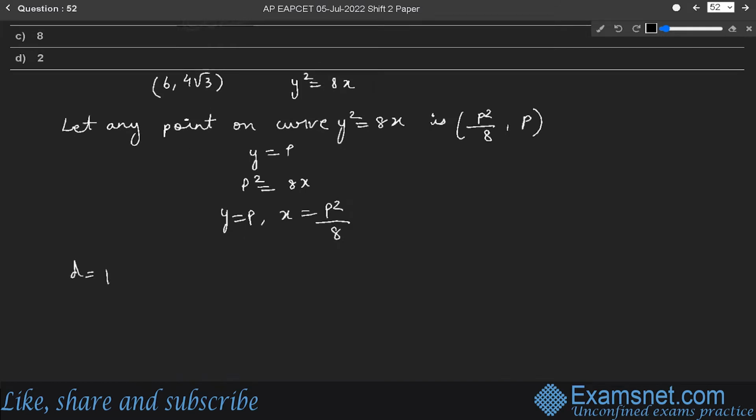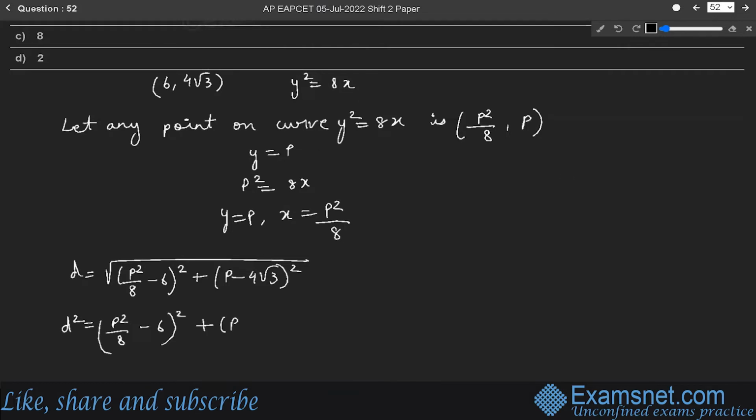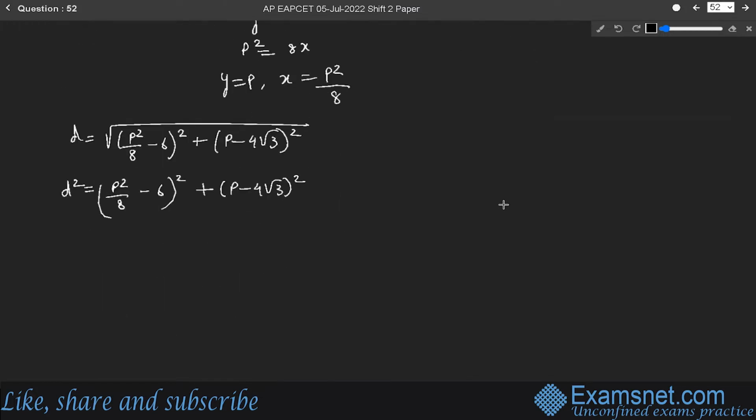So distance will be equal to the square root of (p²/8 − 6)² + (p − 4√3)², which gives d² = (p²/8 − 6)² + (p − 4√3)². Taking 1/64 outside, because 8² is 64, d² = 1/64 [(p² − 48)² + (p − 4√3)²]. Let this be equation number 1.